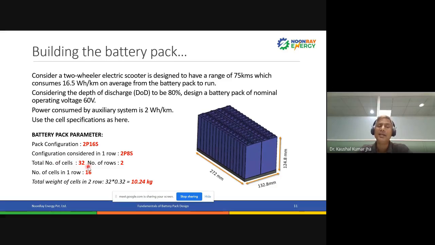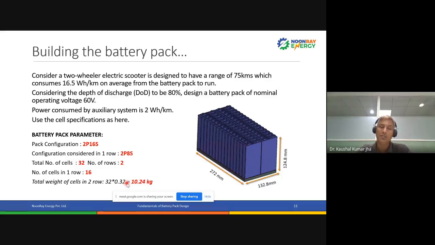Now, how many cells in total? Total cells are 32 cells here. 2p16s: 16 in series, 2 in parallel. So the total number of cells becomes 32, and the number of rows is 2. The number of cells in one row is 16, and another row is 16.